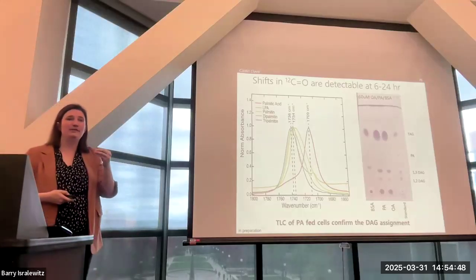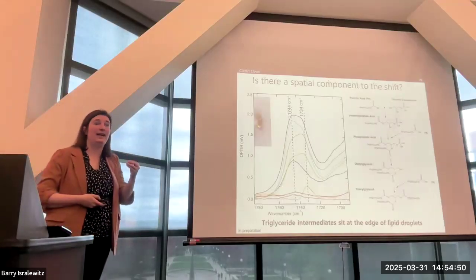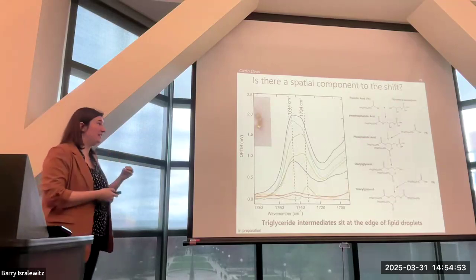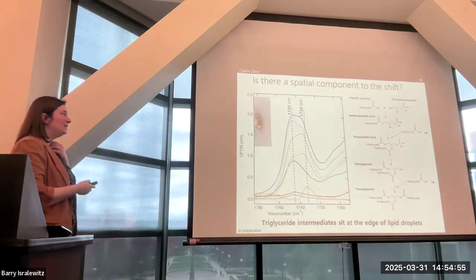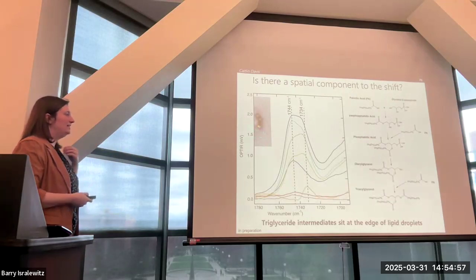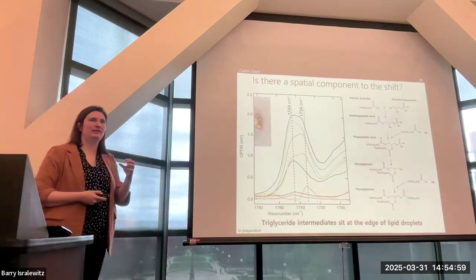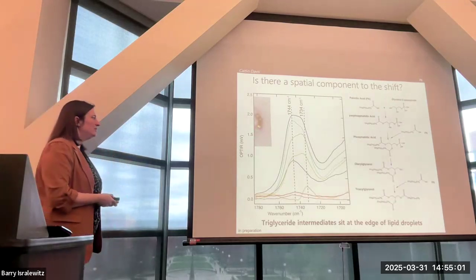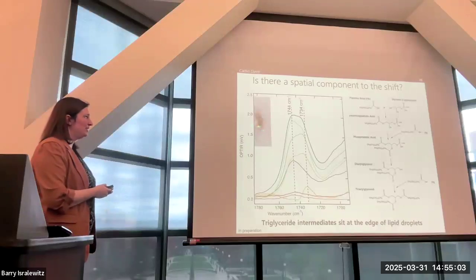But the power of this approach is that we also get spatial information, right? And I'm telling you, this chemistry is happening in the ER. So what we see when we do a line scan through a lipid droplet is that there's also a spatial component to the location of the shoulder. So color here goes from orange to kind of blue. So we see the shoulder, as you go from orange to blue, is shifting over.